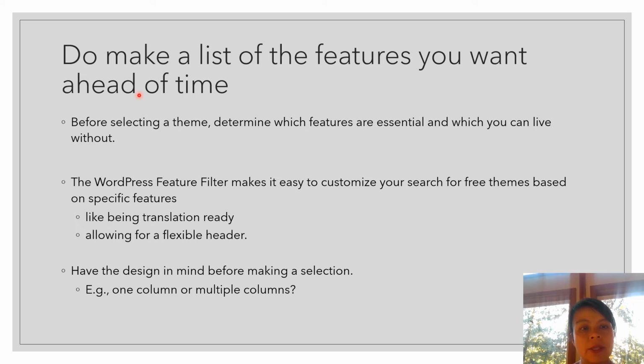All right, so this one just goes through what I just talked about in more detail. So number one, do make a list of the features that you want ahead of time. Before selecting a theme, determine which features are essential and which ones you can live without. The WordPress feature filter, which will be shown to you in the video, helps you customize your search for free themes based on specific features, like is it translation ready? Does it have a flexible header? If those are the things that are important to you, you should check them.